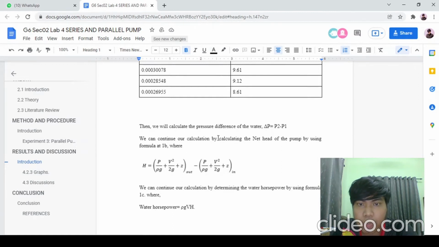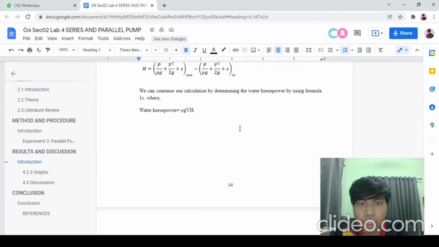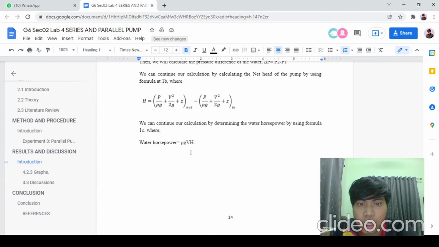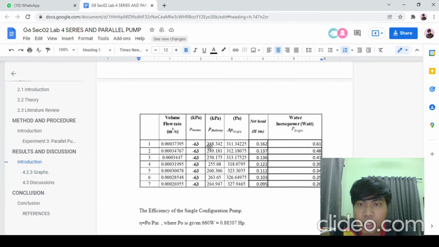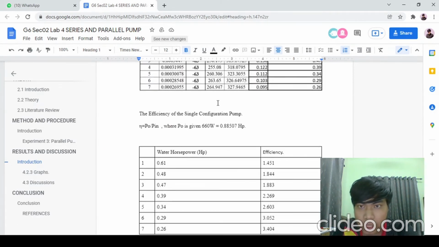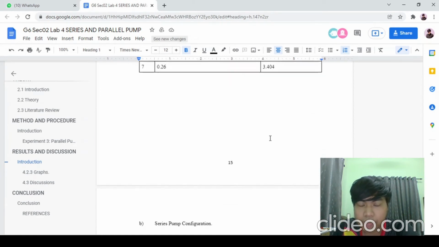And then we calculate the pressure difference of the water by using this formula, and then we can continue the calculation by using this formula for the net head of the pump. After that we can calculate the water horsepower by using the rho g vh formula, and this is the data we got. Once we got the data from the calculations, we can calculate the efficiency of the single conversion pump by using this formula. And then this is the efficiency that we got.